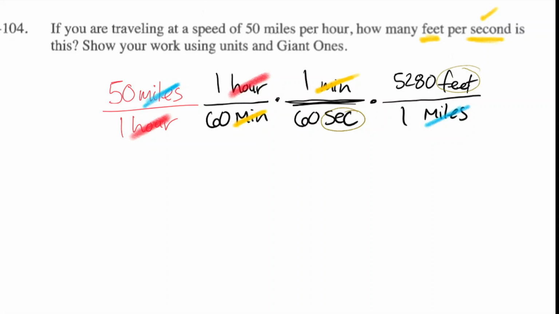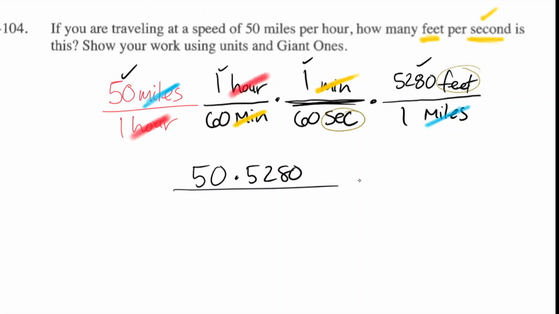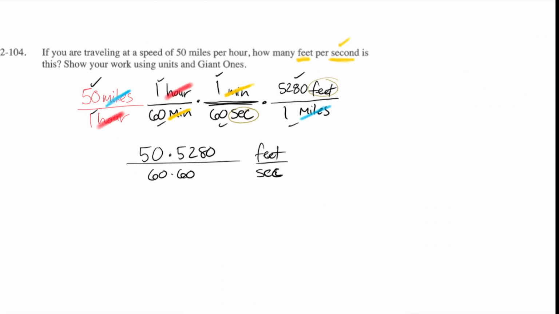So now that I have my units correct, feet per second, let's figure out what the number is. In the numerator, I've got the number 50 times 5280, right? I got the 50 and the 5280. Multiplying by these 1s isn't necessary, doesn't change anything. In the denominator, I've got 60 times 60, and multiplying by these 1s doesn't change anything either. And what are the units? This is now feet per second. So what's the number? Well, that's a calculator question. Let me grab that.